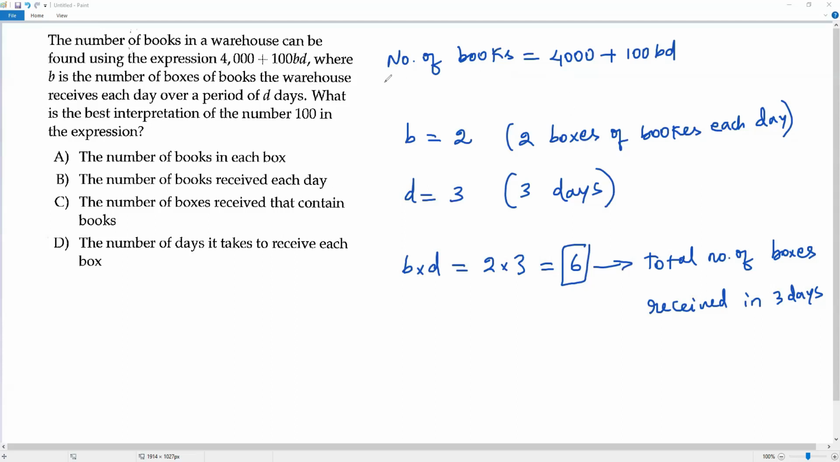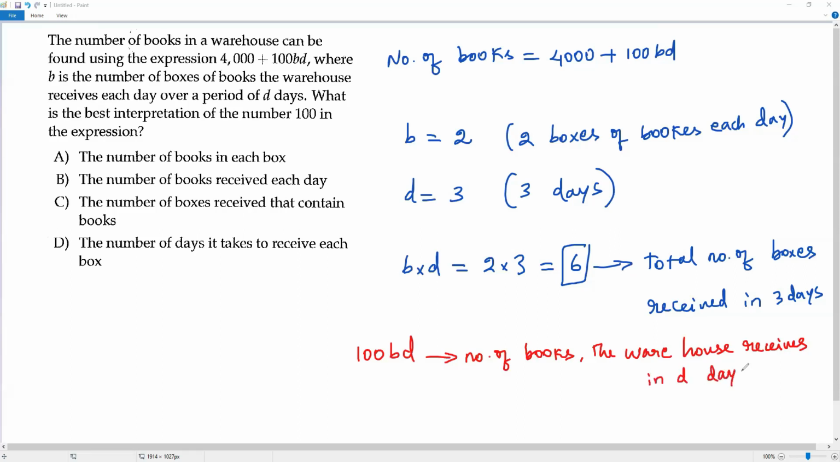Okay, here we have already discussed this. This represents the number of books and this represents the number of books. When we add them, we get the total number of books found in the warehouse. So clearly this 100 times BD is the number of books the warehouse receives in D days.